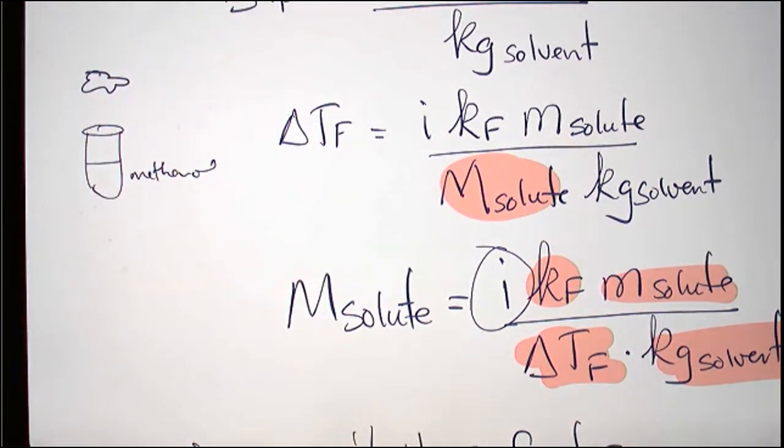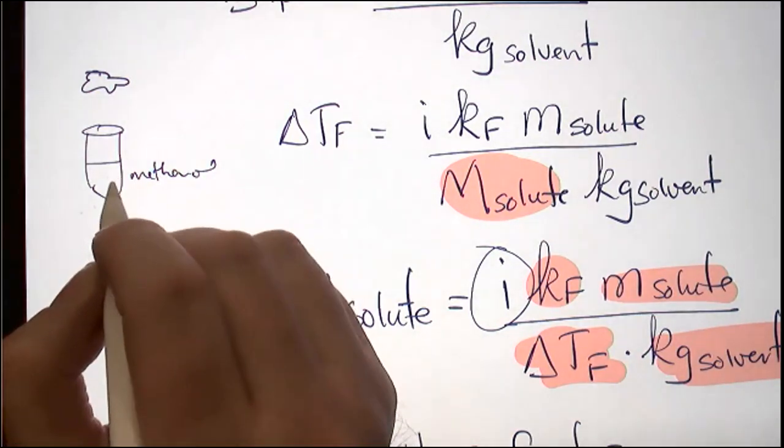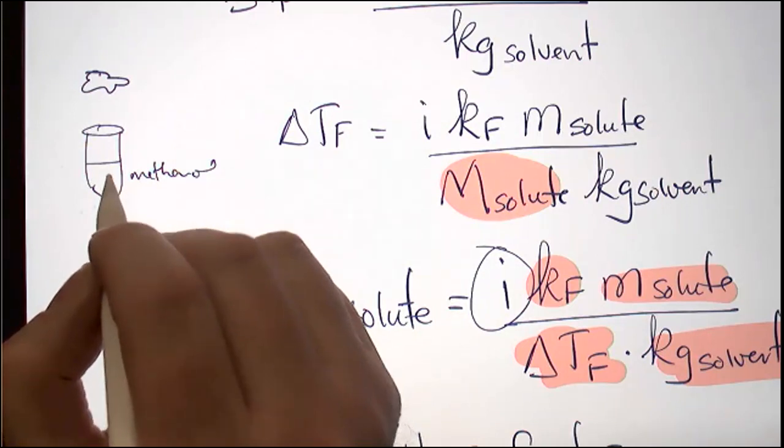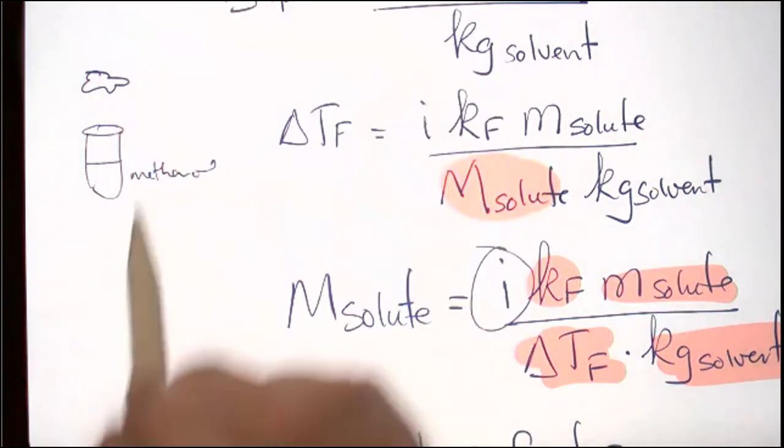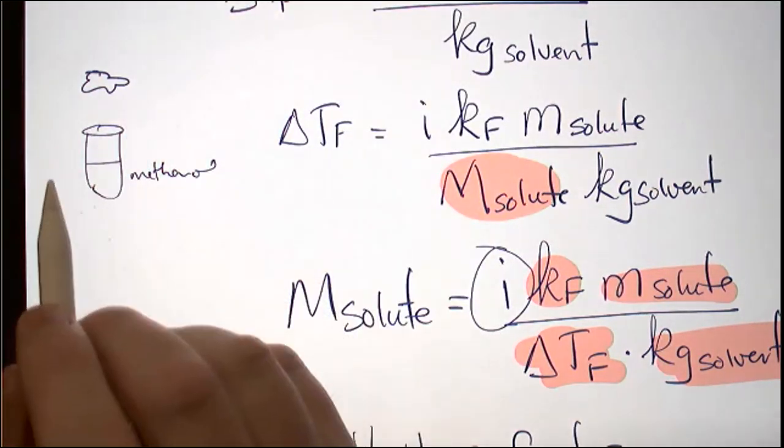Hey Siri, what is methanol's freezing point? Talk to me, Siri. The freezing point of methanol is minus 98 degrees Celsius.